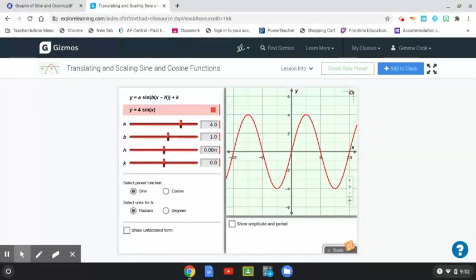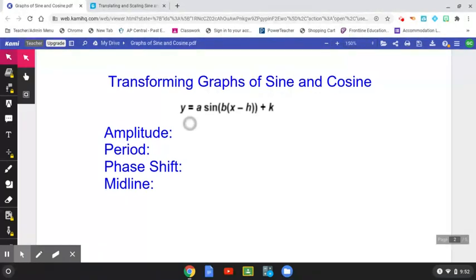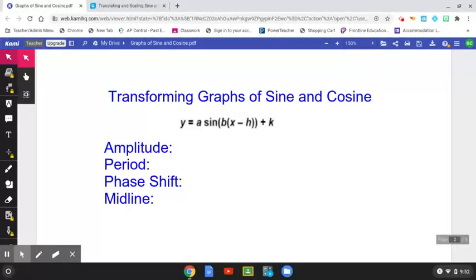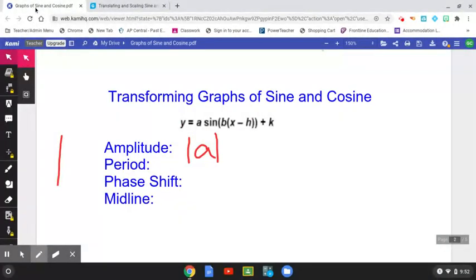Now, we actually refer to a, in this case, as the amplitude, okay? So we learned that the amplitude of the graph of sine or cosine is the absolute value of a. Here we go. Okay, now why do we call it the amplitude? Well, think of sound waves. So sound waves can be modeled by sine or cosine.